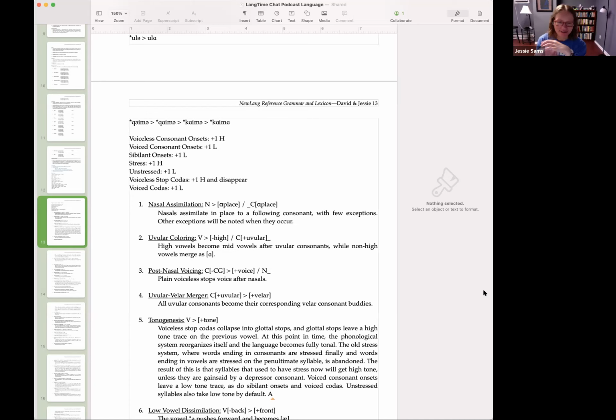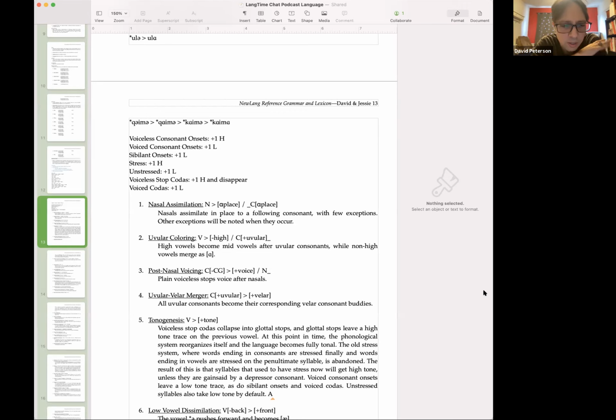And now we can go back to the gainsaying of depressor consonants. You left off, we have voiced consonant onsets leave a low tone trace, as do sibilant onsets and voiced codas. Unstressed syllables take a low tone by default. And now you're ready to keep going. Shoot, was there anything else? Now I've totally forgotten where I was.